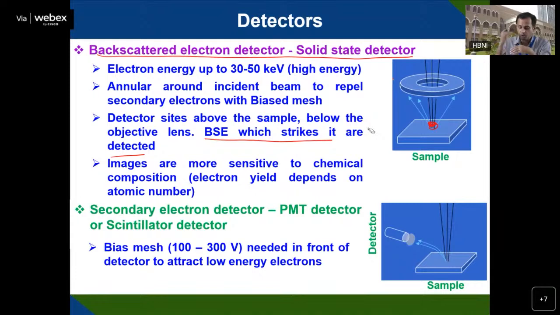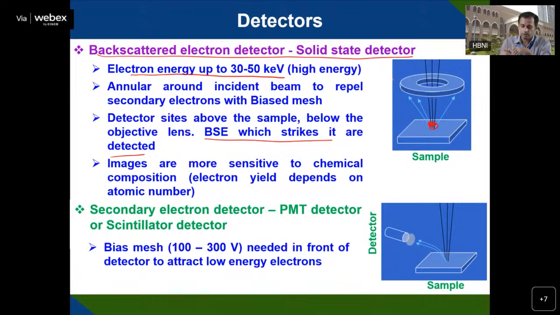So backscatter images are more sensitive to the chemical composition, because the electron yield depends on the atomic number. Most of the electron energy is quite high, 30 to 50 keV in this case.